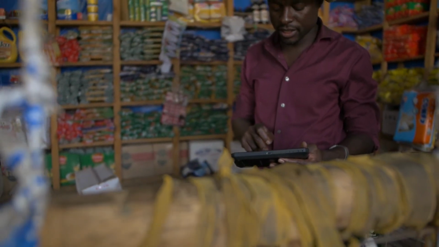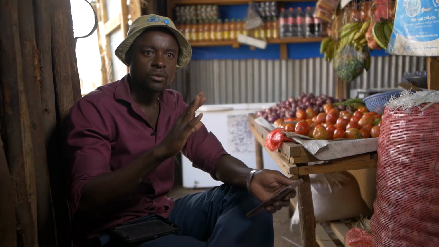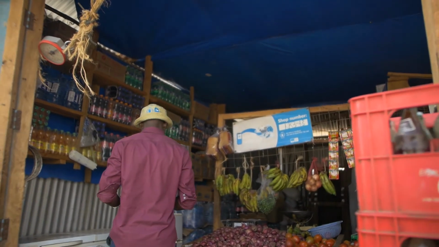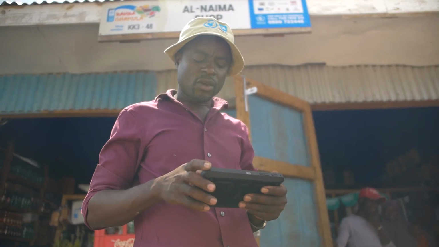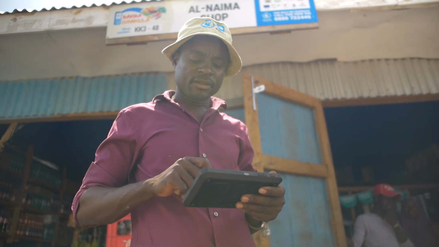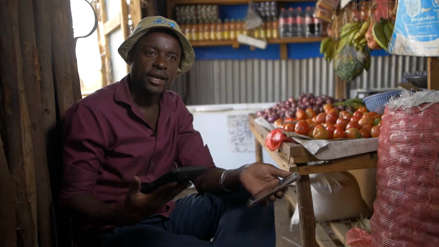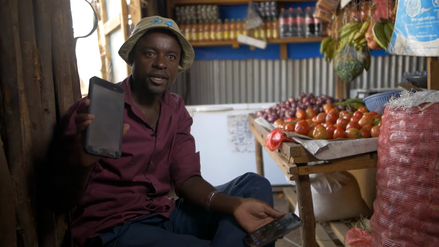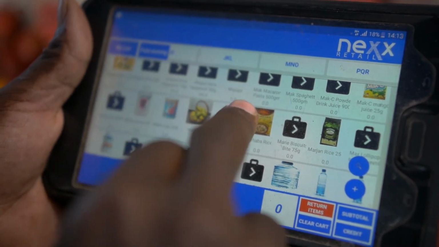Our business is now going up because we have a promotion. We can promote our items. I have more than 100 customers using Dalili. POS is a very important thing. It's like I am carrying my shop in this machine, the POS. There is stock inventory. There is everything in this machine.